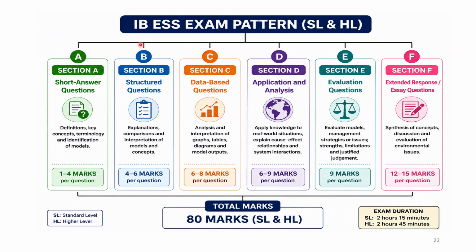Let us now understand the ESS examination pattern and the different types of questions you may encounter. Section A contains short answer questions. These assess fundamental knowledge, including definitions, terminology, and identification of environmental concepts and models. Section B contains structured questions that require explanations, comparisons, and interpretation of environmental concepts.